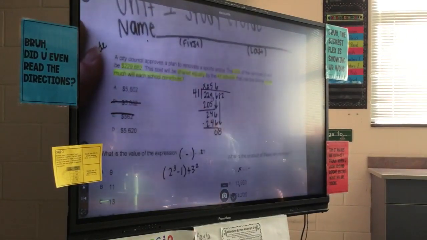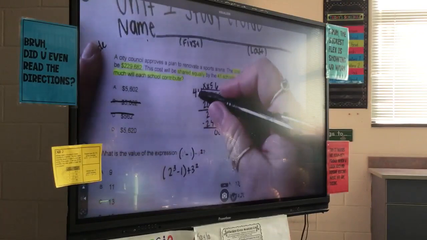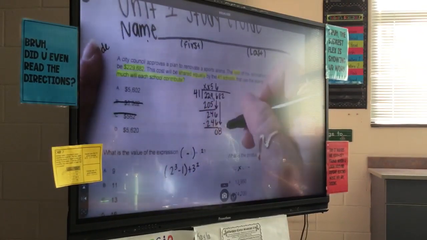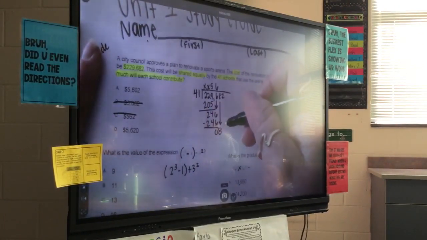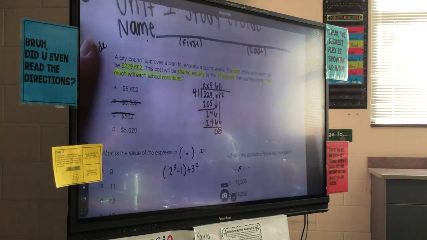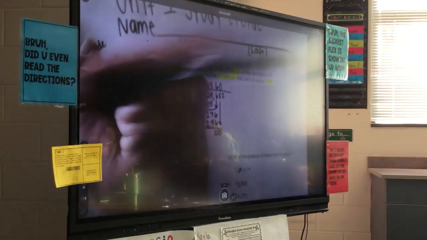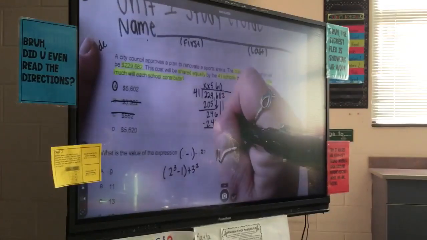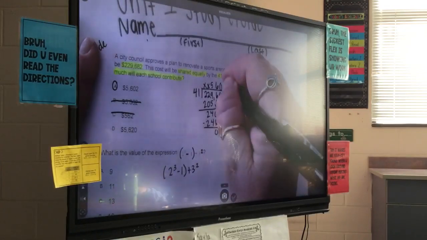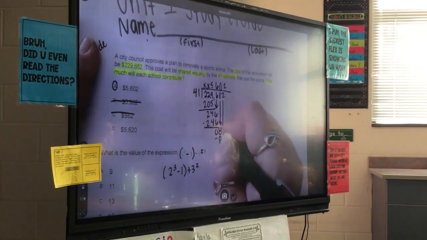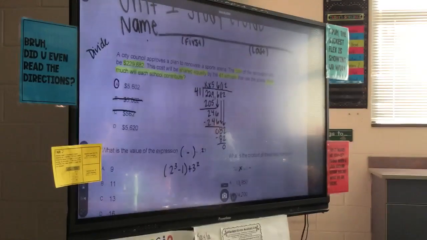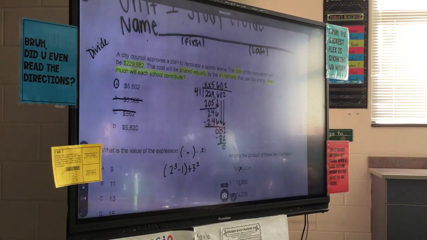Now, I have 8. What can I multiply 41 by to get 8? 0. Do I know my answer at this point? Yes, I do. But because we are taking a test, I do want you to finish it out, which should be pretty easy because you already know what you're going to be multiplying by. So the correct answer for this one is A. Thumbs up if we got that.